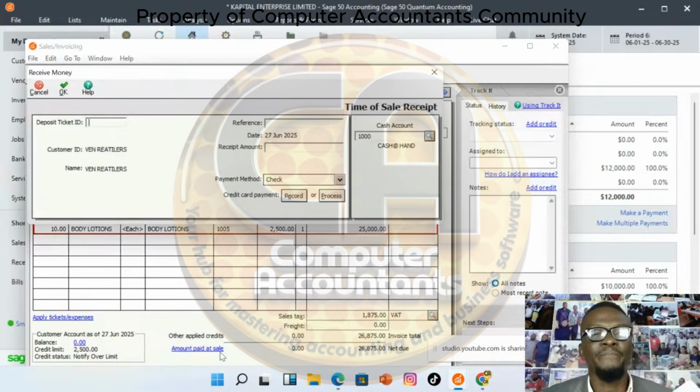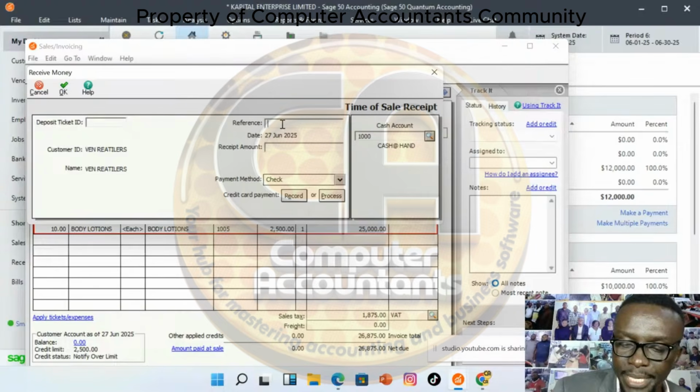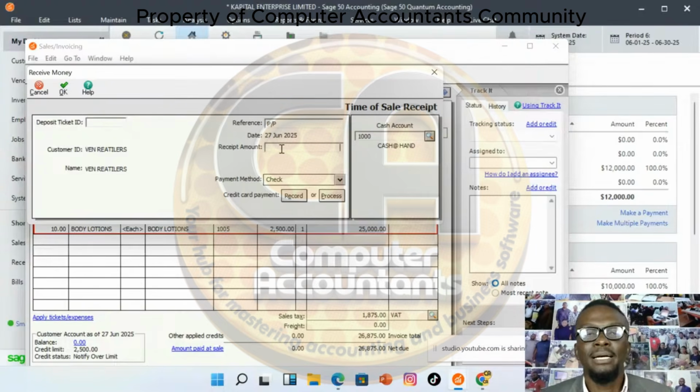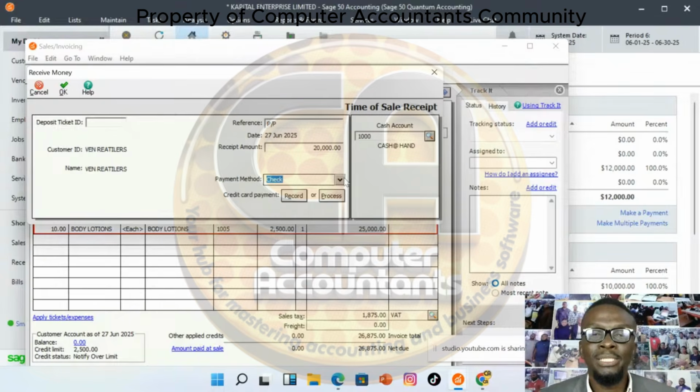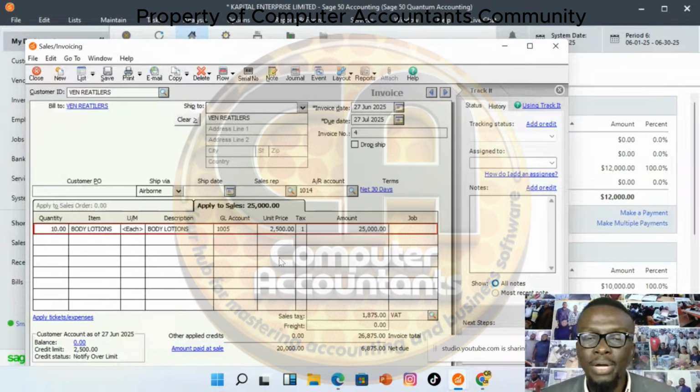You click. Please avoid here because it's going to give you problem when you want to do bank reconciliation. So reference, I'll say PP, part payment, and he's part paying 20,000. That 20,000 can be by cash, it can be by check. It doesn't really matter the medium of payment. So you click OK. Look at how the system works it out. The total value of the transaction is 26,875.